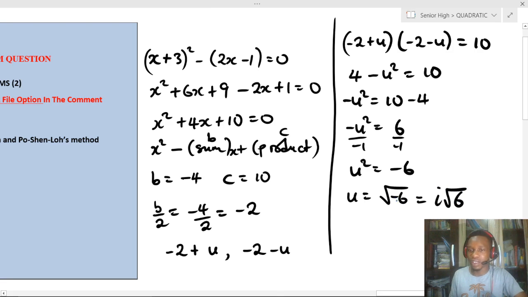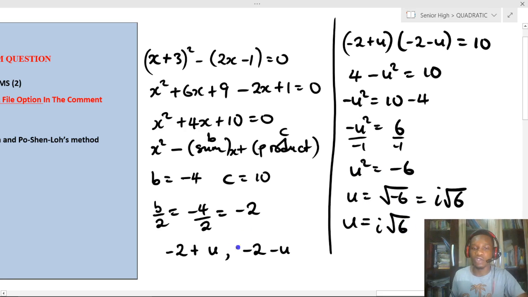Now this, I won't explain much of what happened here, but I'll just tell you this. Whenever you have this negative number, just take it out by calling it an i. Some call it a j, but I think it's preferable to call it an i. In mathematics you use an i. For engineering classes it's called a j. So you call it i root 6, and so that's our final value of u, which is i root 6.